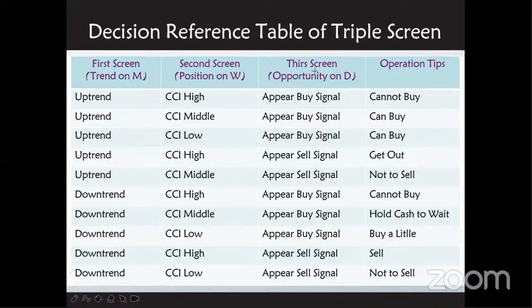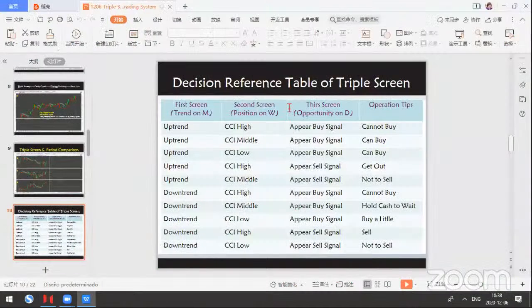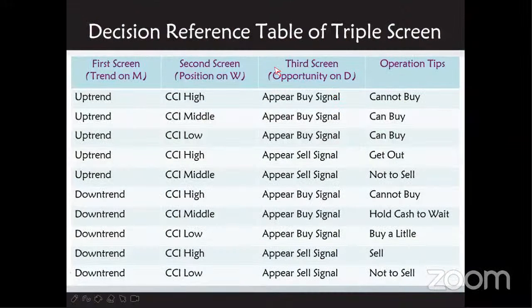And then the last one is the third screen. Oh, sorry, this word was wrong. The third screen is based on the daily chart to find the entry and exit opportunity, whether it's a good timing for us to buy or to sell. The last part is the operation tips according to the three different situations based on different time frames.